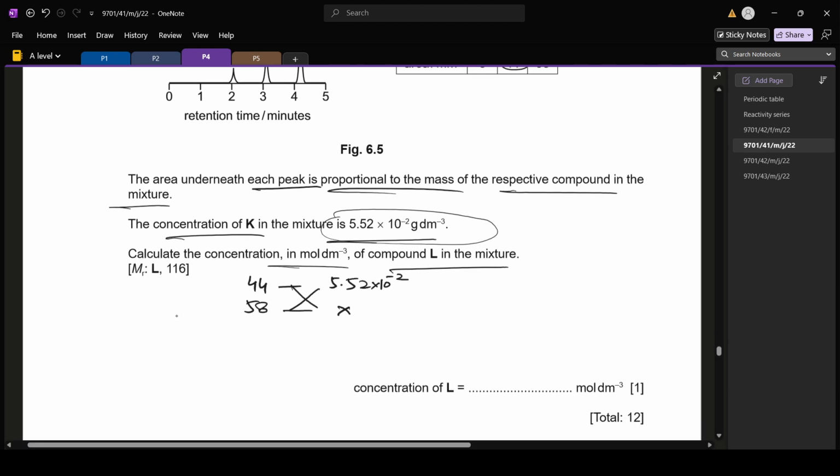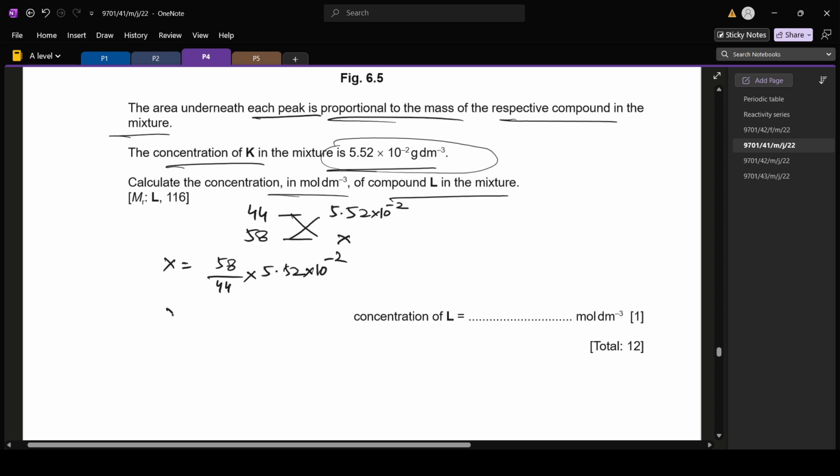By cross multiplication you will get the value of X, which is going to be 58 divided by 44 multiplied by 5.52 × 10^-2. So from here you will get the value of X, which is going to be 7.28 × 10^-2 gram per dm cube. This is the concentration in gram per dm cube.